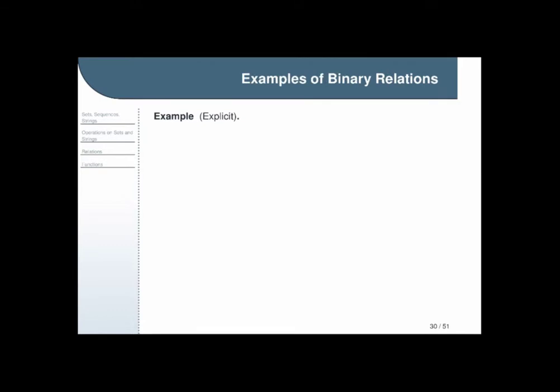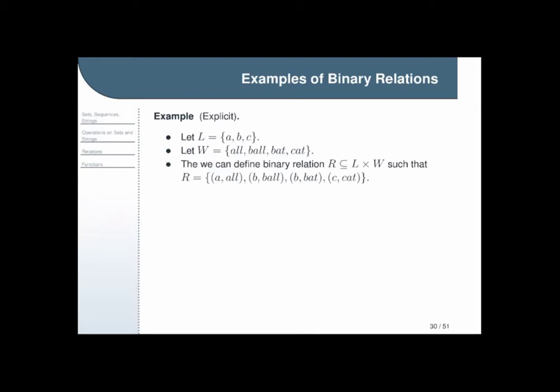So that's our definition, our terminology, and our notation. Let's make it more concrete now and look at some examples. First, here is an explicit example. If we have the set L equals {a, b, c}, the set contains these elements, and the set W contains the elements all, ball, bat, and cat. It contains words. Then we can define the binary relation R, which is a subset of this Cartesian product L cross W, such that we're defining R to contain the following tuples: (a, all), (b, ball), (b, bat), and (c, cat).